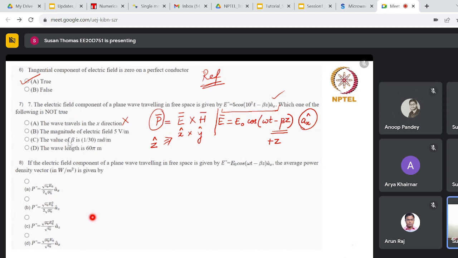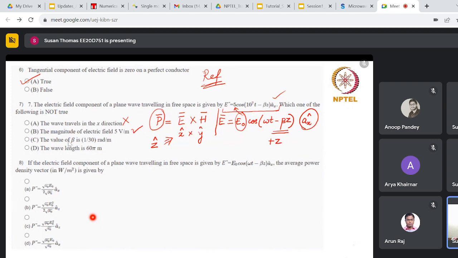Yes, it is true. Because as you see the equation, this is the equation for electric field. So the magnitude is nothing but this E naught, which is 5. And the unit is volt per meter. So the electric field is in volt per meter. So this is a true statement. Coming to the third option, the value of beta.